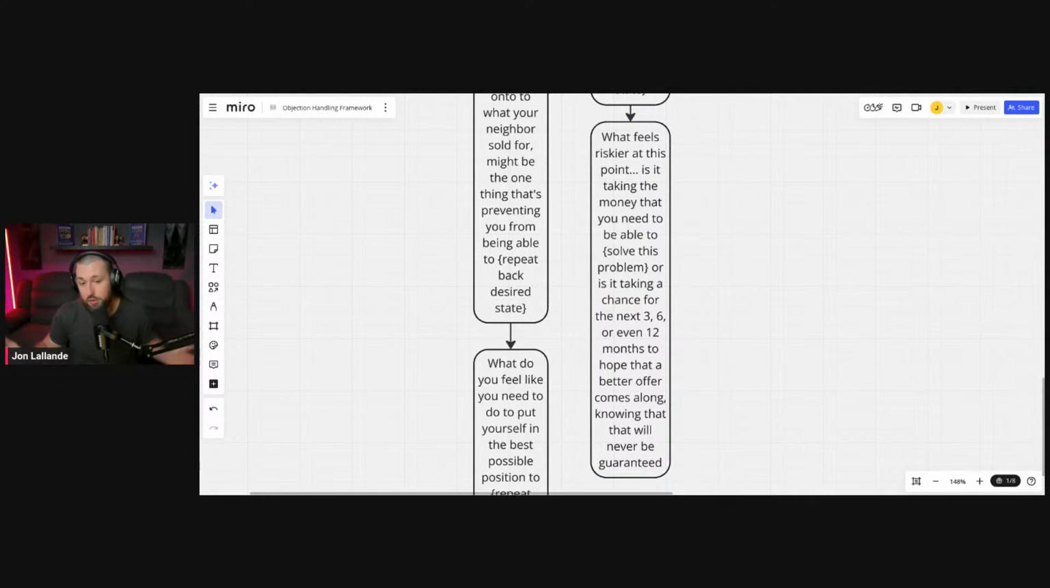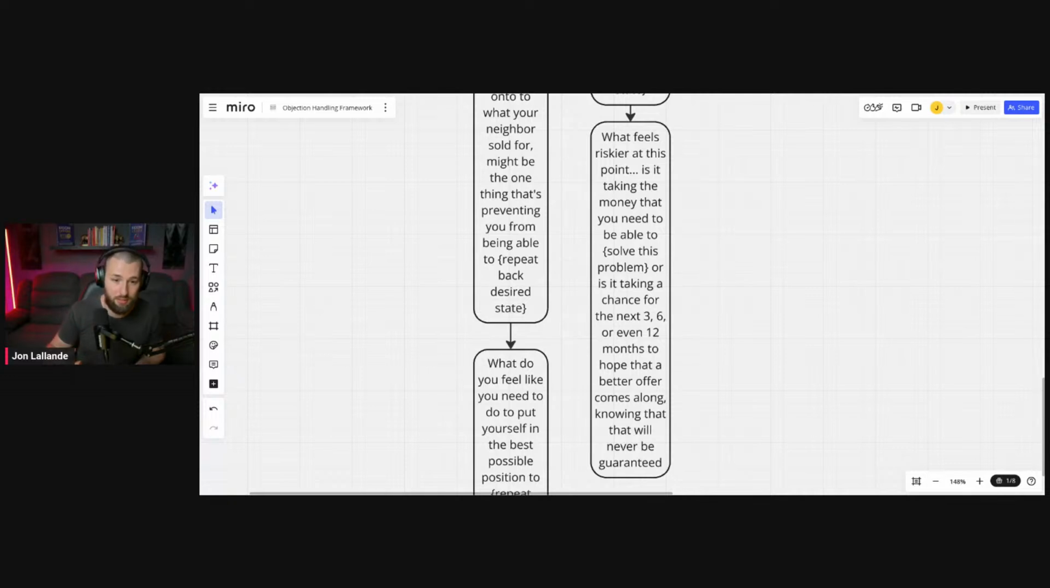Well, I guess what feels riskier at this point? Is it taking the money that you need to actually solve this problem? So is it taking the money you need to actually be able to go spend the time with your kids? Or is it taking a chance for another 3, 6, 12 months to hope that a better offer comes along, knowing that you and I both know that that will never be guaranteed, right?